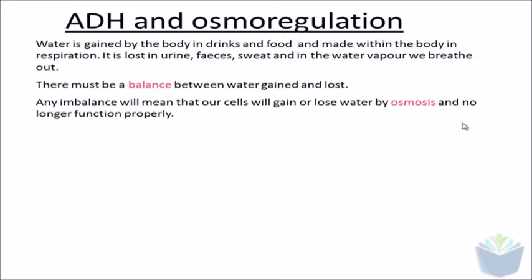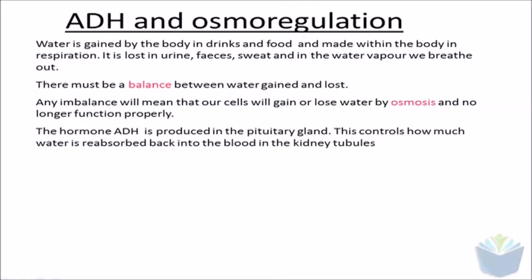Now remember that osmosis is the movement of water across a partially permeable membrane. So that's basically from an area where there's lots of water to an area where there's less water. So the hormone ADH is produced in the pituitary gland, which is located just below the hypothalamus, and this controls how much water is reabsorbed back into the blood within the kidney nephrons.